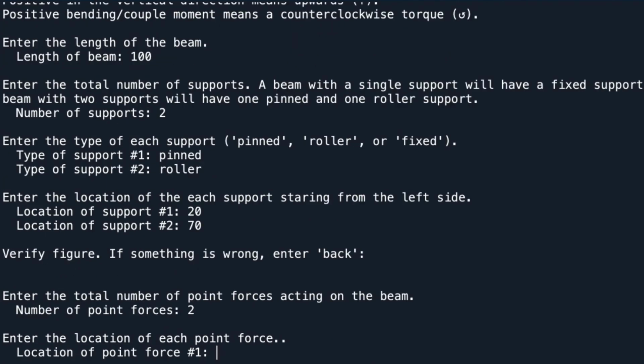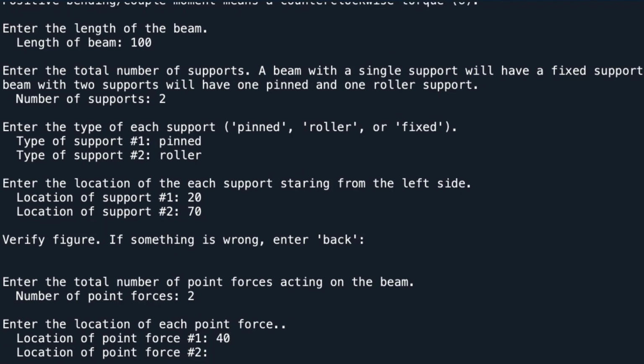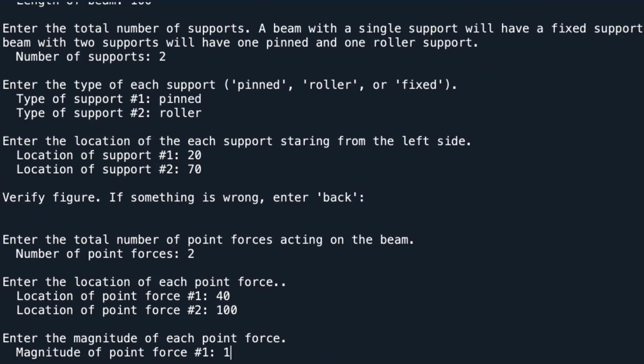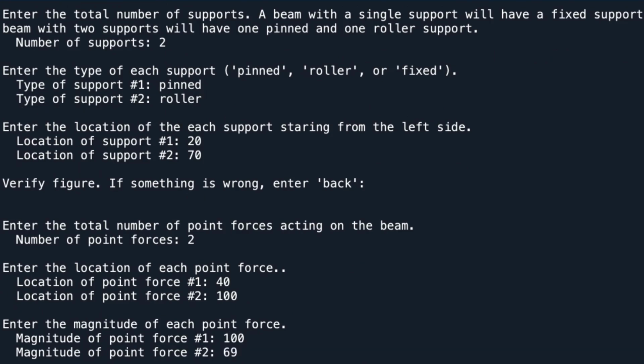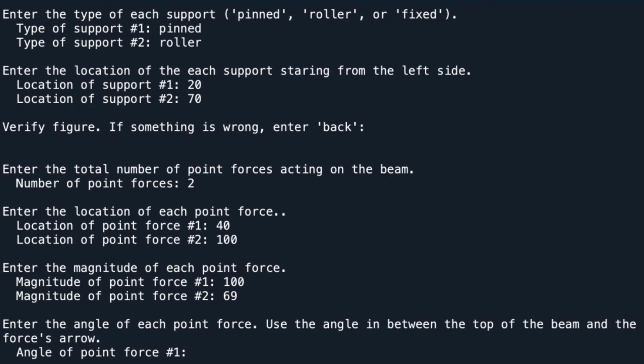Subsequently, the user is asked the total number of point forces acting on a beam, their locations, their magnitudes, and their angles. This allows the drawing of detailed arrows and labels to identify each point force. Once again, the user is shown an updated figure and asked to verify that all information appears correct.